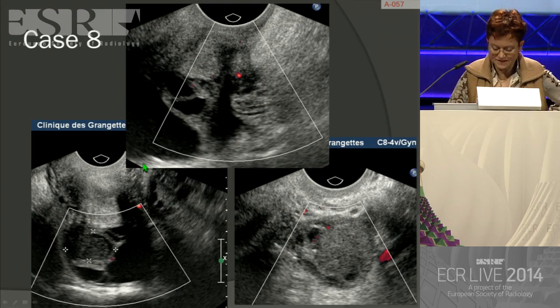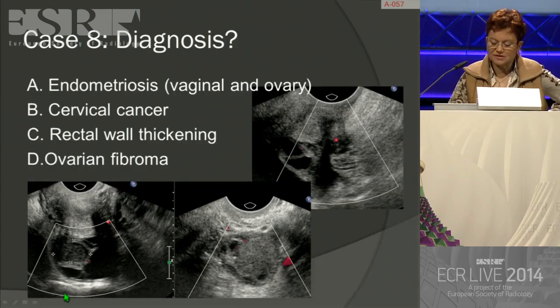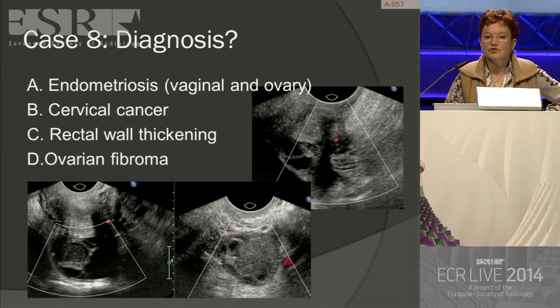You can see the ovaries. Left ovary. Right ovary. What's the diagnosis? Endometriosis of the vagina and the ovaries, cervical cancer, rectal wall thickening, or ovarian fibroma. Please vote.